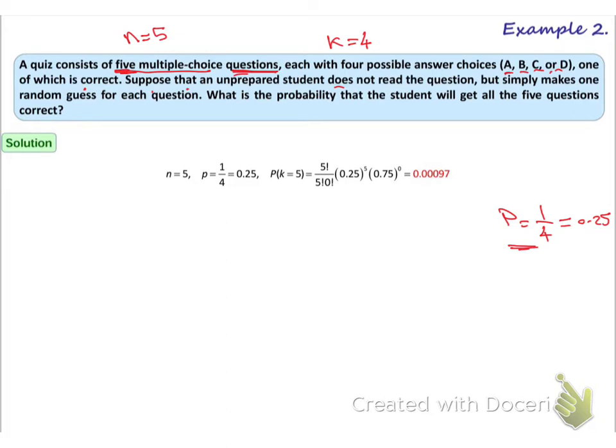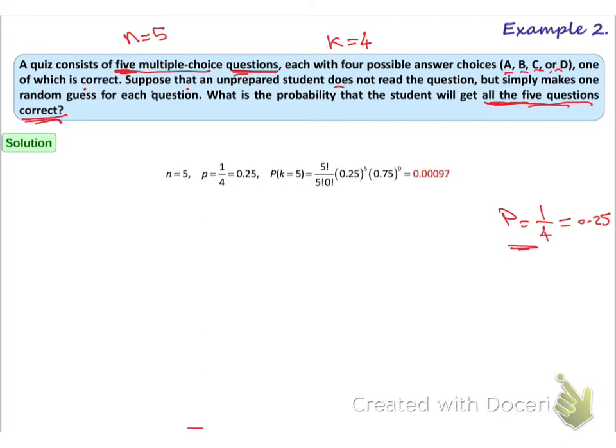Suppose that an unprepared student doesn't read the questions but simply makes one random guess for each question. What is the probability that the student will get all 5 questions correct? I hope that all of you will get the 5 answers, but with understanding, not by guessing only.